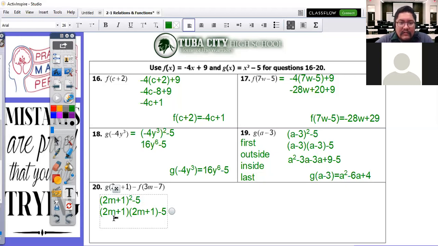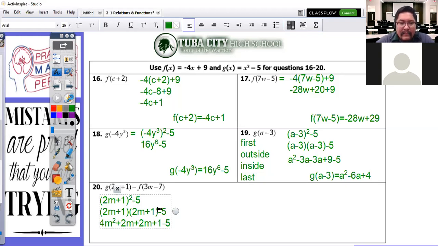And I'm going to have to multiply this out. So I get 2m times 2m, my first two numbers, so that's 4m squared, plus 2m for my outside numbers, the two farthest away, 2 times 1 is 2, and then m. And then my inside numbers, 1 times 2m is also 2m. And I still have the last step, the last two numbers, which is 1 times 1, which is 1.